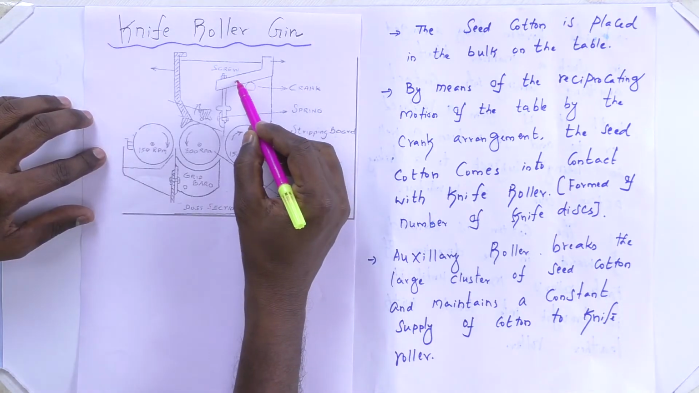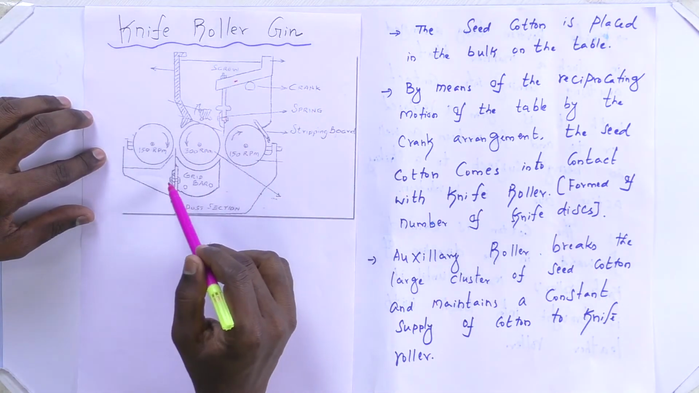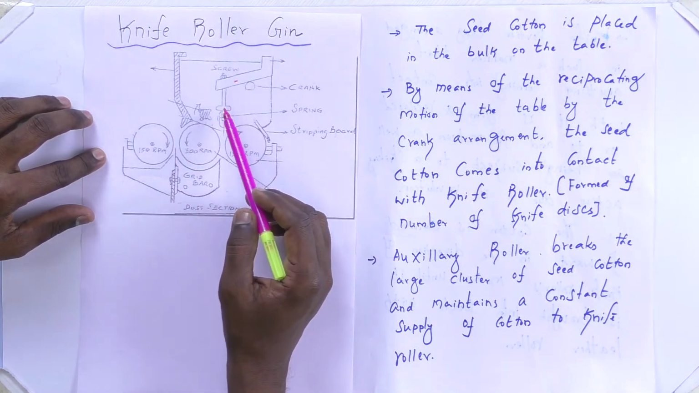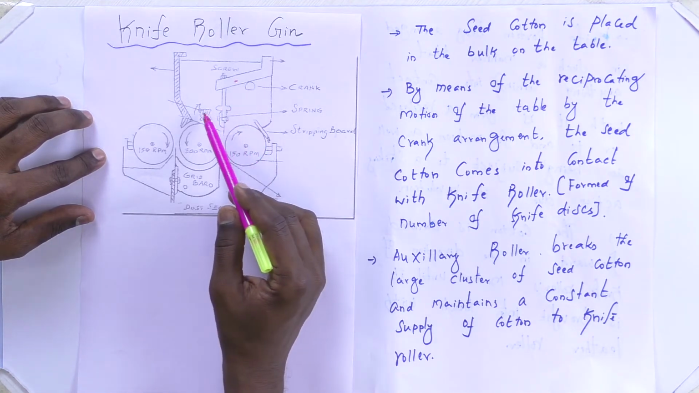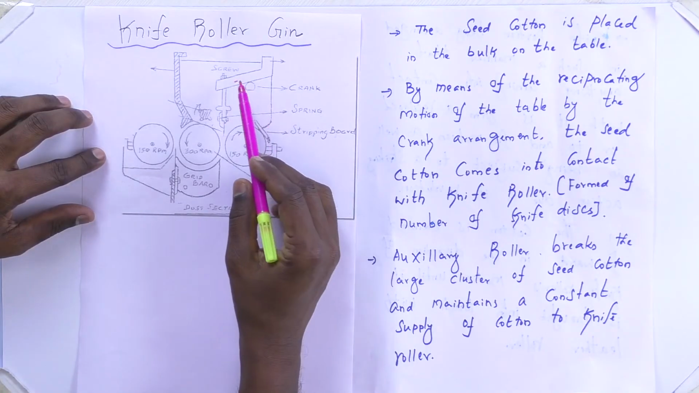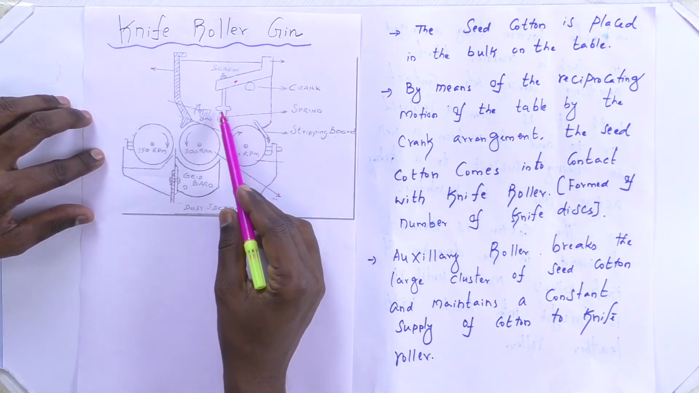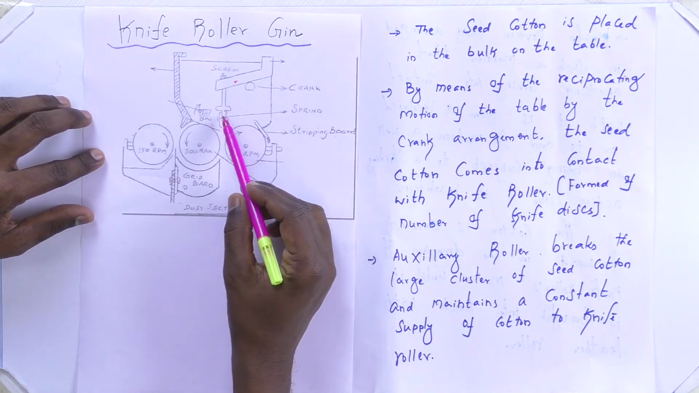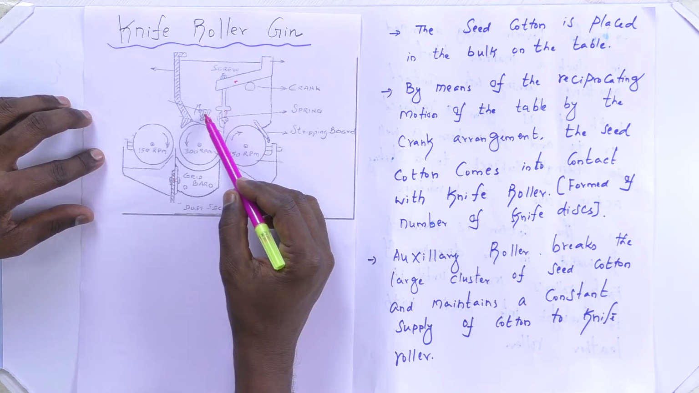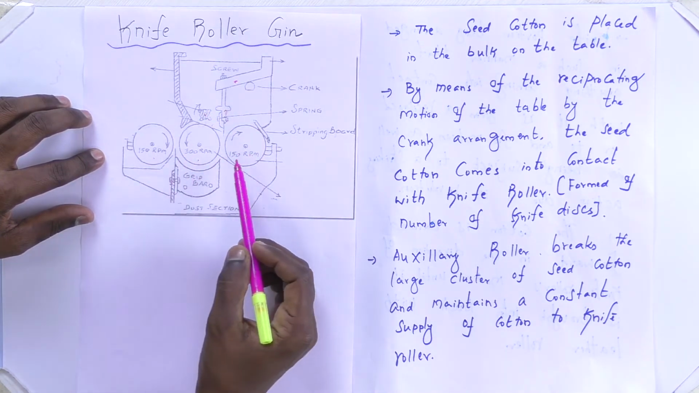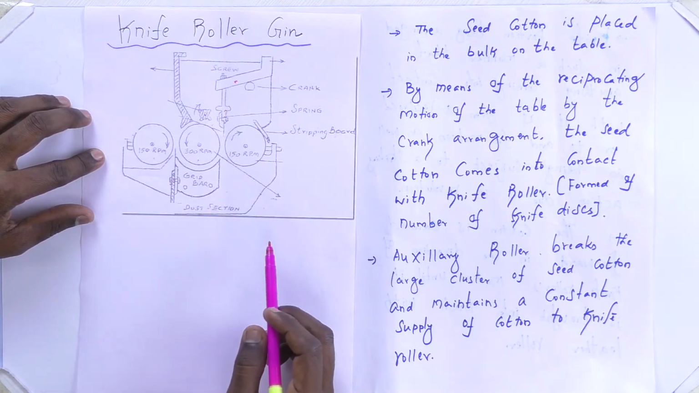So this is the feed table. These two are called knife rollers, doctor knife. This is the Nifrologining machine. This is called the feed table. This part is called the doctor knife. This is the axillary roller, knife roller, two leather rollers and grid bars.